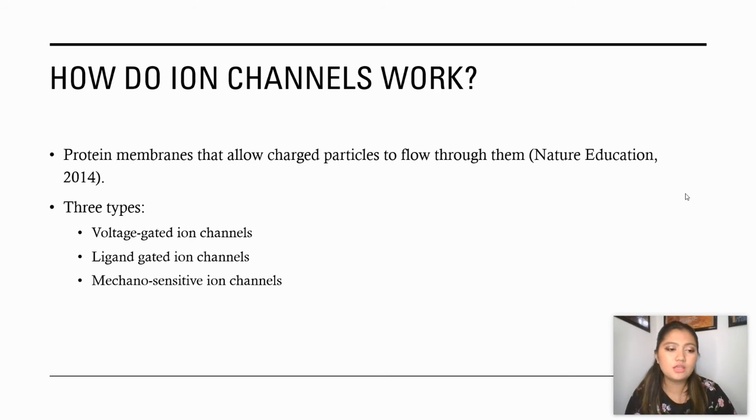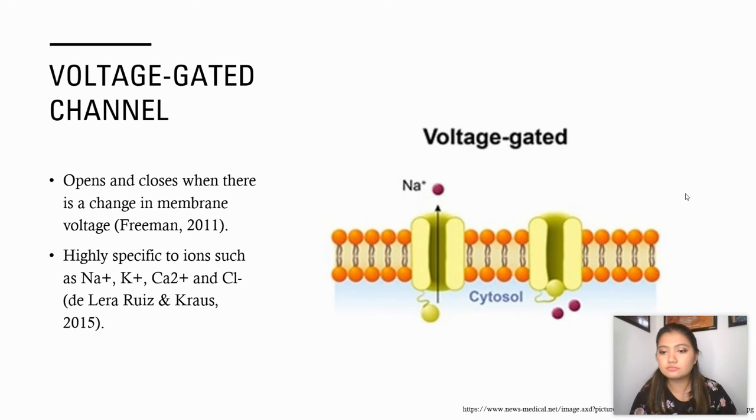The first one is a voltage gated ion channel. Then we have a ligand gated ion channel and a mechanosensitive ion channel. So let's get to know each one of these. First one is our voltage gated channel, right? Voltage meaning that they have some kind of a charge.